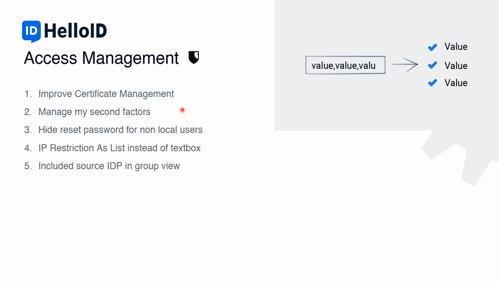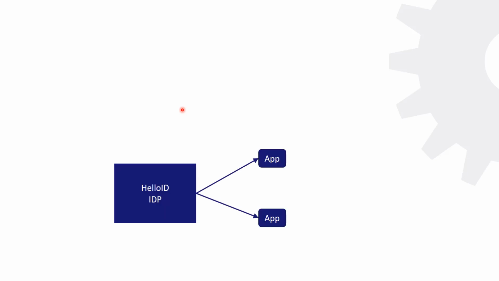We also included the source IDP in the group view. Particularly interesting if you had duplicate group names and you were not able to distinguish if it was a HelloID local group or, for example, an AD group. Now you can see it because it has a prefix or a column with the IDP. And we also improved the RMR claim for OpenID Connect. And I have a separate sheet. After this sheet, I will start demoing the new functionality in the product. This was already available.